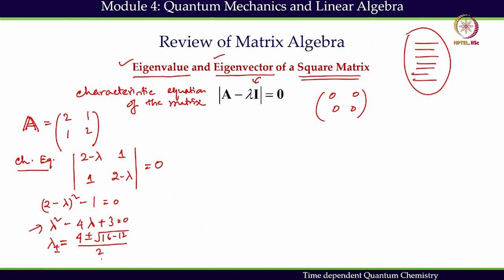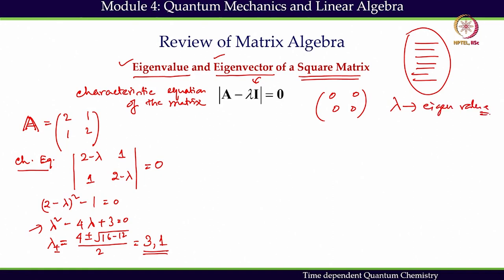This is the root finding. We are trying to find out the roots with the general expression, and finally I get the values 3 and 1. So, lambda now has the values 3 and 1. And what is lambda? Lambda is the eigenvalue.